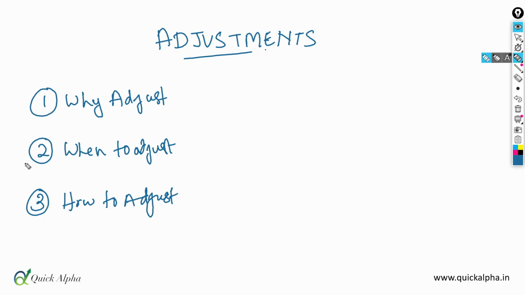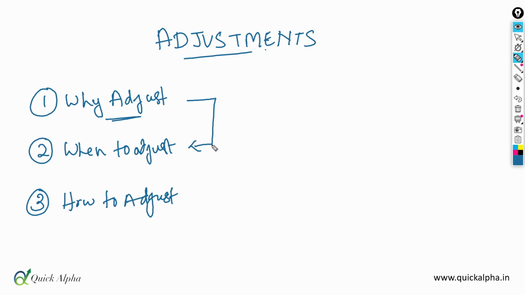And once we go to the adjustment framework, first we'll start by discussing why exactly you should adjust a trade. What is the main reason or the primary reason to adjust a trade? Then we'll move on to learn when to adjust a trade. So there might be multiple situations when you might not even have to adjust a trade, and there might be some situations where a trade adjustment is required. So we'll be discussing more on that.